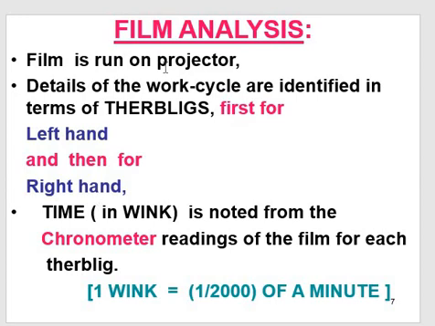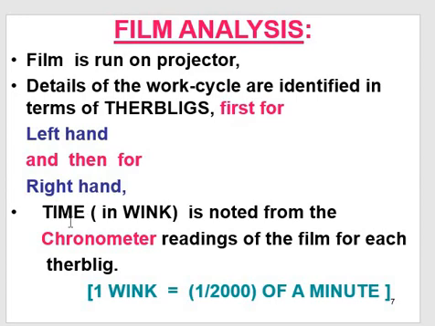So next we have the film analysis. Okay. How do we analyze the film? So the film is run on a projector or a big screen. If you have a flat screen smart TV, you can use it. Just make sure it is big so that you can analyze every movement. So details of the work cycle are identified in terms of therbligs. Okay, first for the left hand and then second for the right hand. So this is the general rule. Start with the left and the right hand.